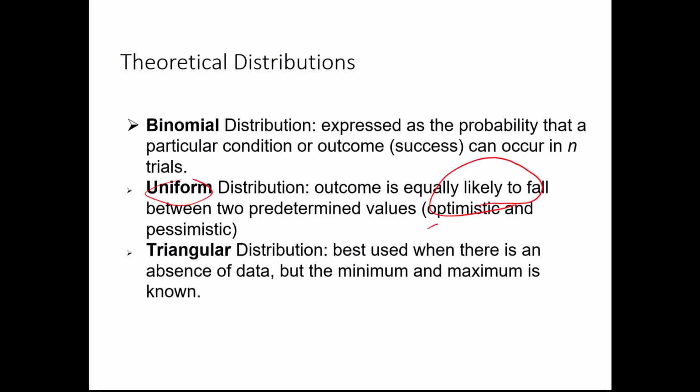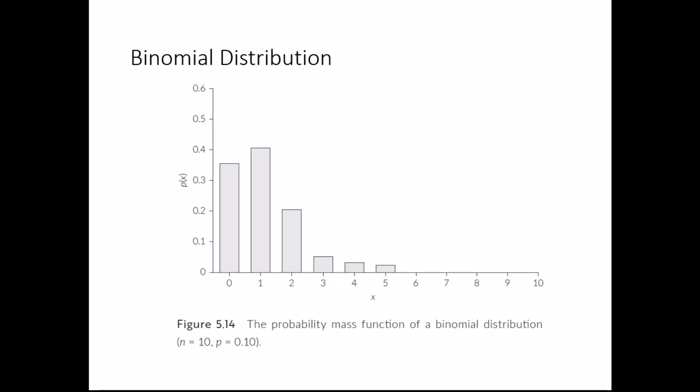So now you have the optimistic and the pessimistic value. Triangular is best used when there's an absence of data, but the minimum and maximum is known, right? And let me tell you, from experience, usually what I have found is in assembly processes, or manual processes, the triangular distribution is the one that prevails. So whenever you don't have too much data, or the company is giving you limited information, I usually use the triangular distribution for preference.